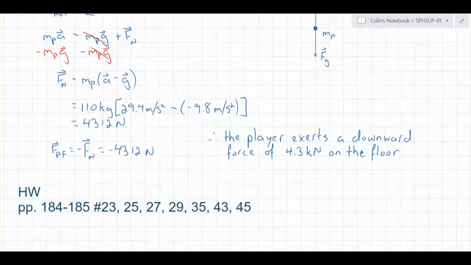And finally, here are some practice questions that should help you develop your skills at analyzing the relationships between force and motion using Newton's laws.